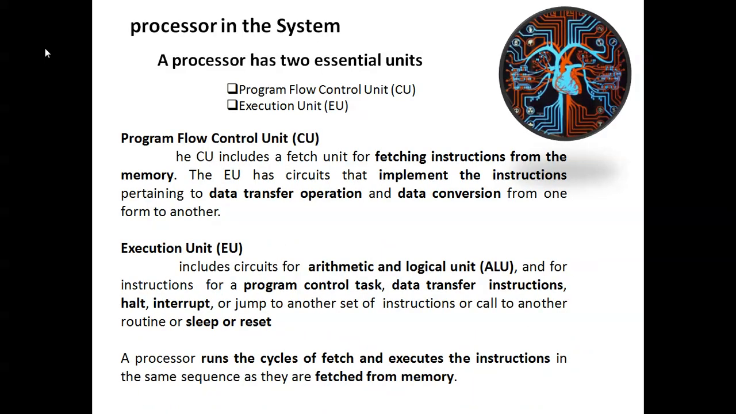Now the processor in the system. The processor has two essential units. One is the program flow control unit. Another one is the execution unit. The program flow control unit fetches the instruction from memory and implements the instruction, and does data transfer operation and data conversion, that means data conversion from one form to other. These operations are done in the program flow control unit.